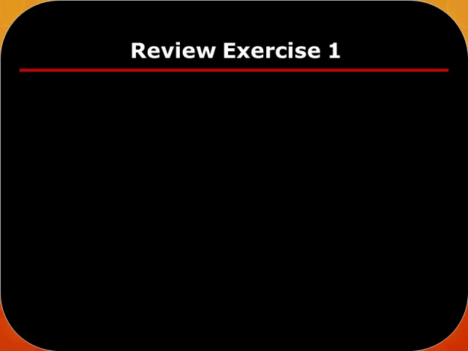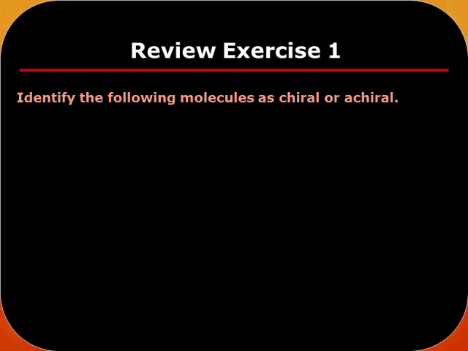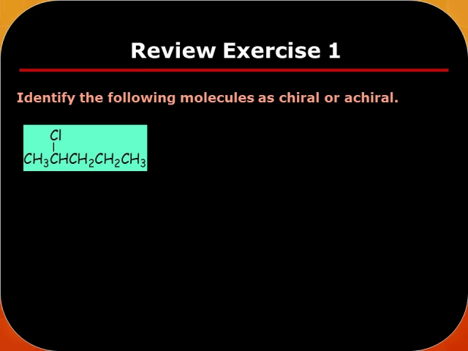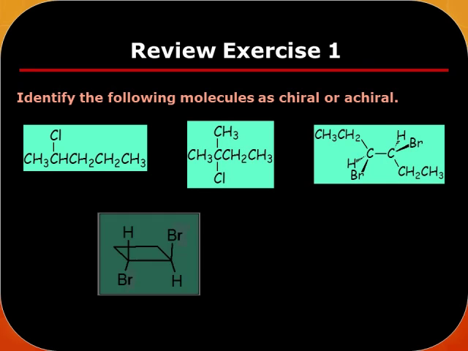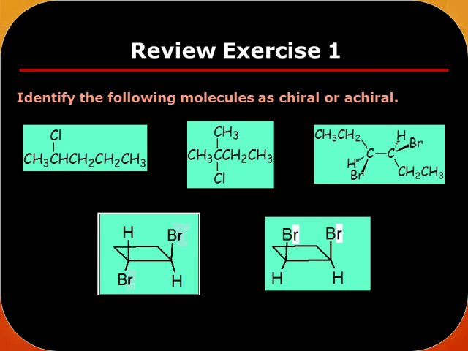Now this is review exercise 1, in which I have given some examples to identify molecules as chiral or achiral. That means chiral or not chiral. Here are the examples of the compounds. You can go through them and analyze them to find out which compound is chiral and which one is not chiral.